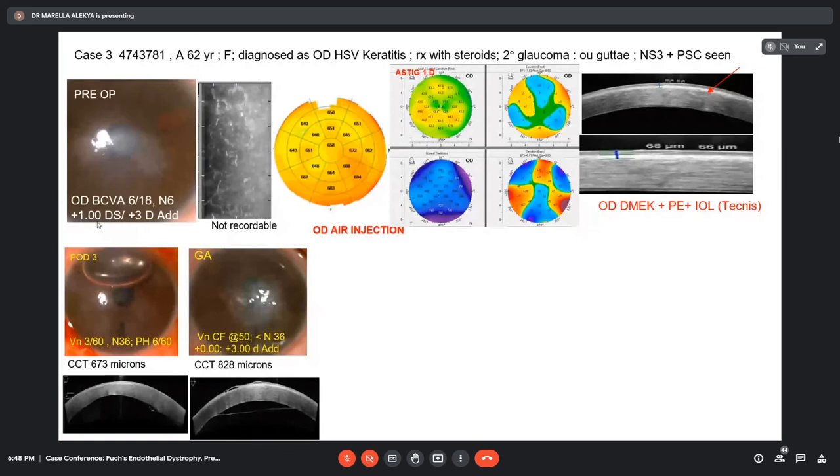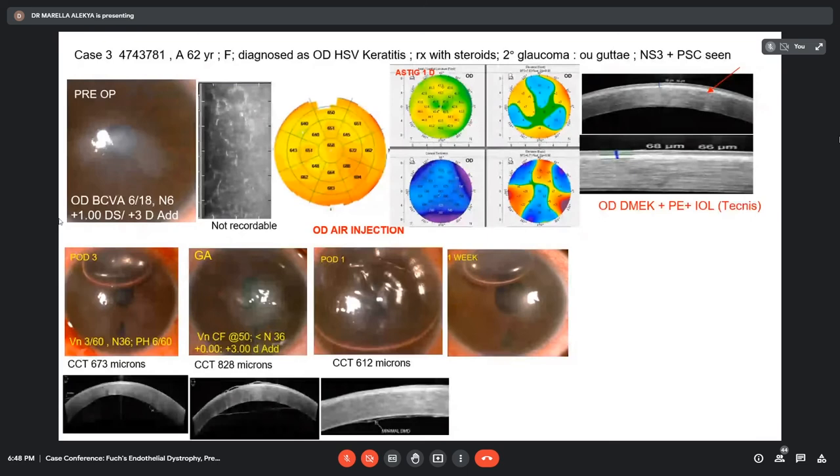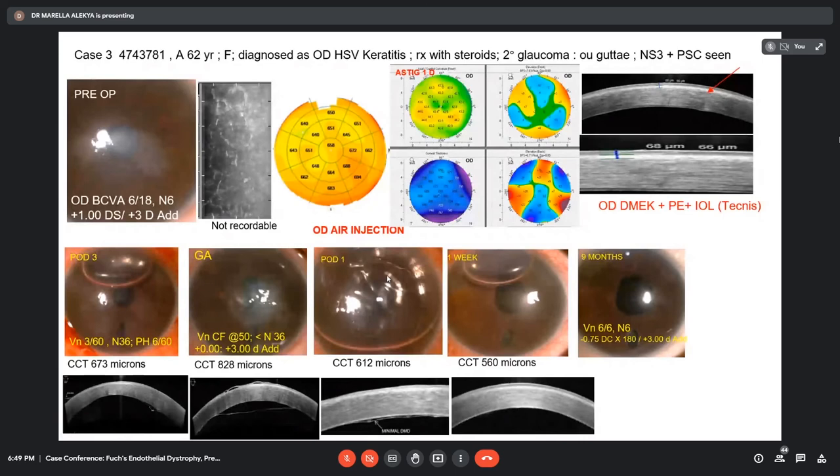On post-op day 1, this was clinically attached and central corneal thickness was 612 microns and OCT showed a minimal DMD. After 1 week, everything cleared, the DMD settled and central corneal thickness was 560 microns and the OCT showed a fully attached graft. Nine months later, vision was 6/6 N6 with minus 0.75 diopter cylinder. Central corneal thickness is 529 microns. Endothelial cell density is 1614 per square mm. Hexagonality is 40% and CV is 37.